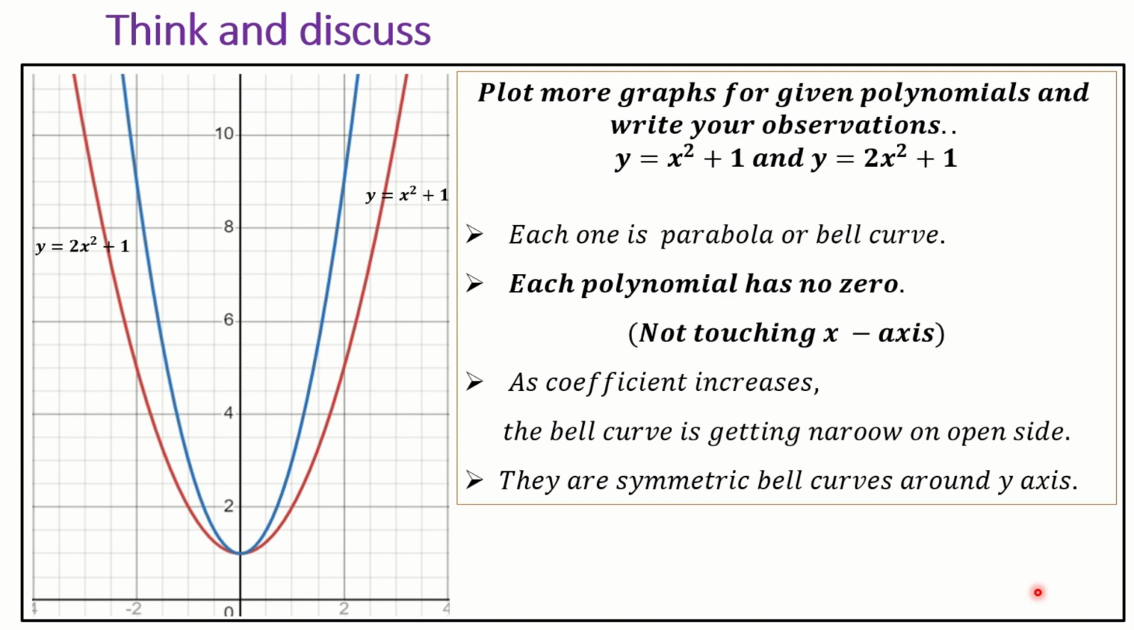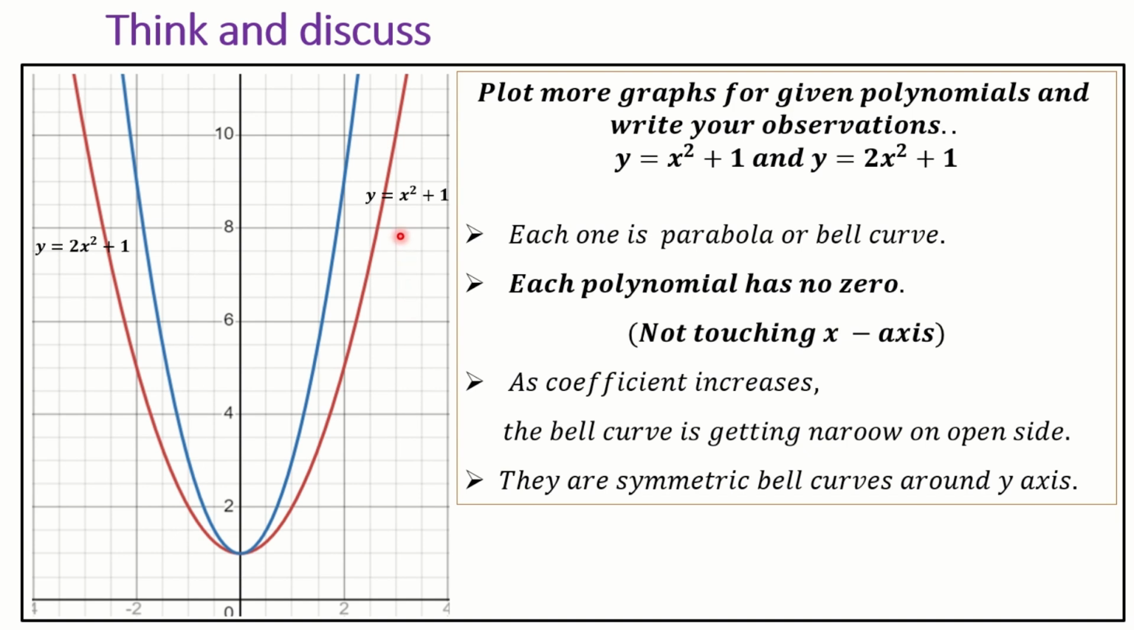Plot more graphs for given polynomials and write your observations. Okay, y equal to x square plus 1, that is the red graph here. And the other one is y equal to 2x square plus 1. As we know, as the coefficient increases, it gets narrower, right? So the blue one is basically 2x square plus 1.